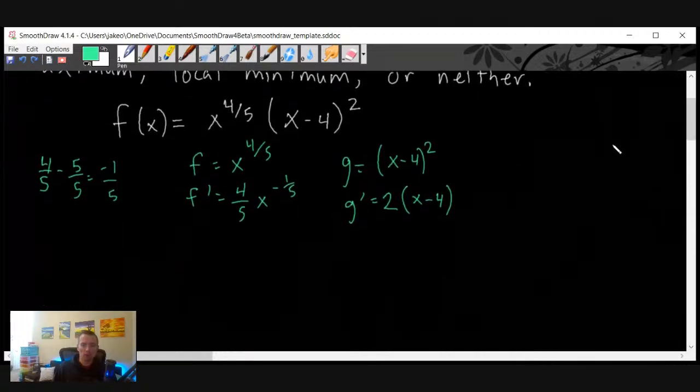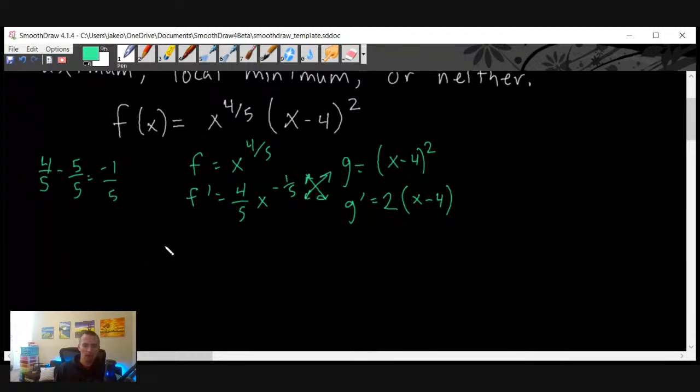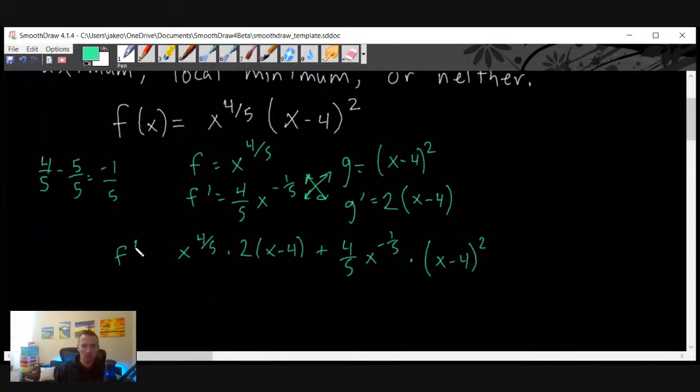And then product rule says that we need to multiply across here. So we're going to do f times g prime, so times 2 times x minus 4, and then plus our f prime times g, so plus 4/5 times x to the -1/5 times x minus 4 all squared. And then this is going to be the derivative of our original function. So this is our f prime of x.